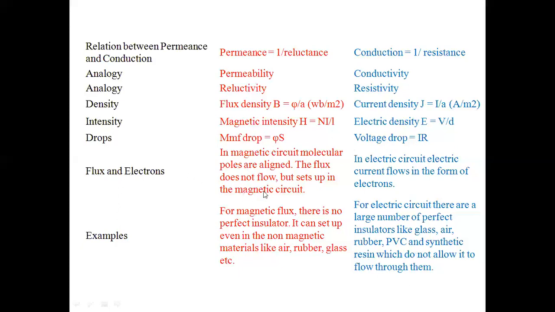Now flux and electrons. This is a dissimilarity. The first point: in a magnetic circuit, molecular poles are aligned, which means flux does not flow but is set up in the magnetic circuit. In an electric circuit, electric current flows in the form of electrons. For example, for magnetic flux there is no perfect insulator. It can be set up even in non-magnetic material like air, rubber, glass. But in an electric circuit, there are a large number of perfect insulators like glass, air, rubber, PVC.